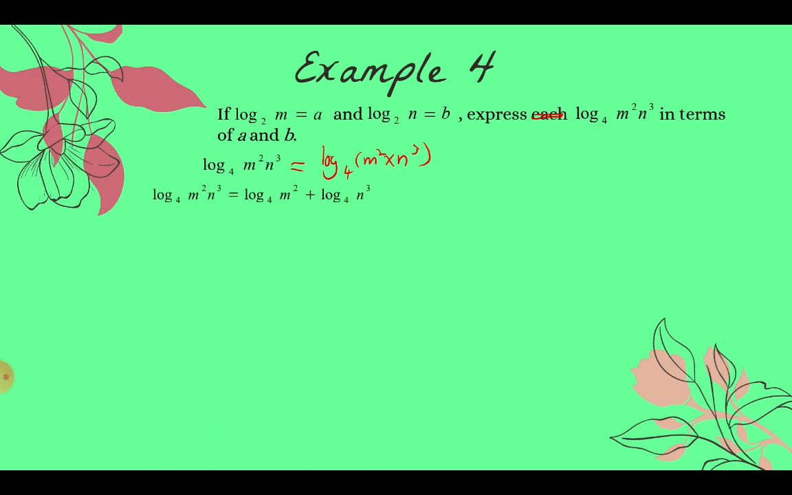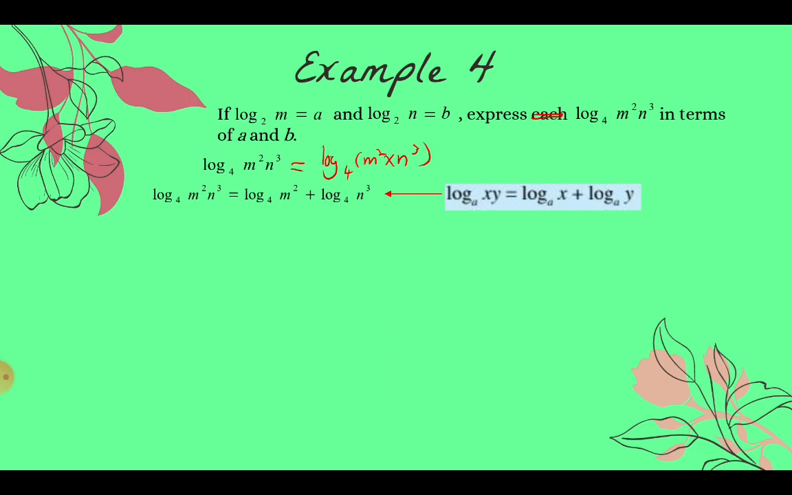So we can say this is another law. If we have a multiplication operation, the log is addition. So we separate it as addition. So log m squared n cubed base 4 is actually equal to log m squared base 4 plus log n cubed base 4. Okay, this is the rule.